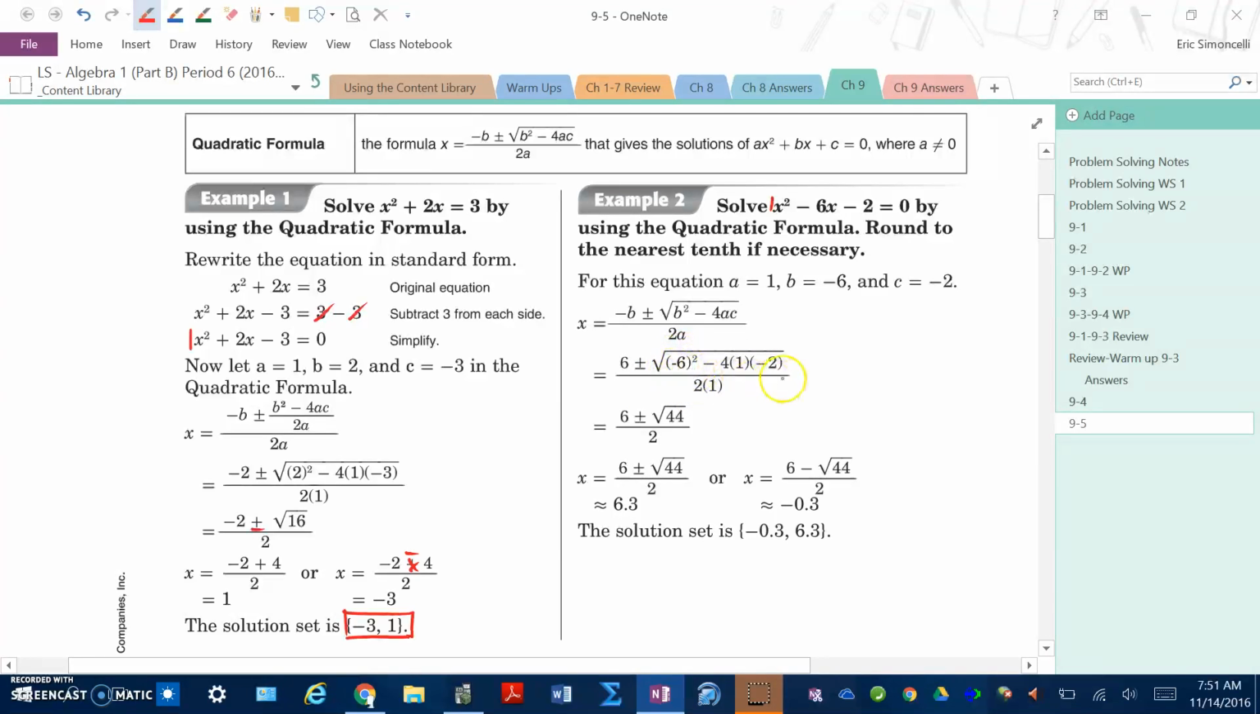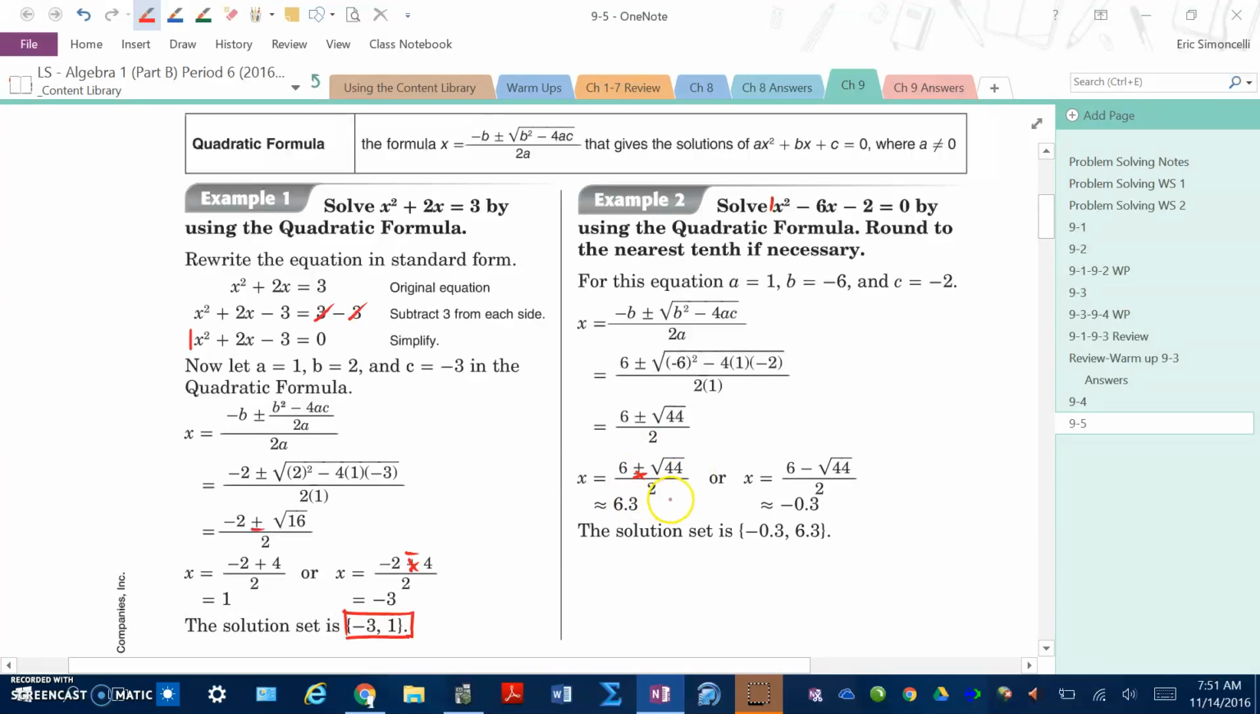This entire quantity under the square root, we call it the radicand. This whole thing becomes 36 plus 8. So there's 44 you see in the radical. So 6 plus or minus the square root of 44 all over 2. That simply becomes, well, this should be just plus, so I'll cross that off. There's a plus version, there's a minus version.